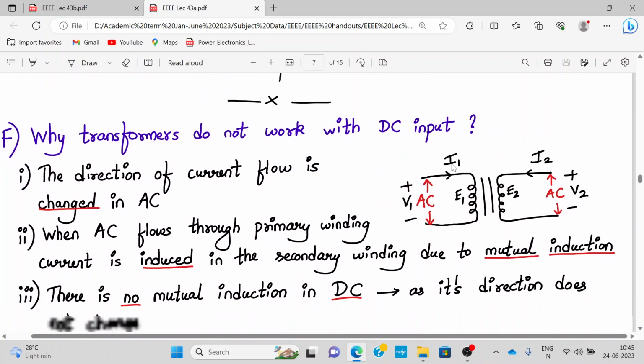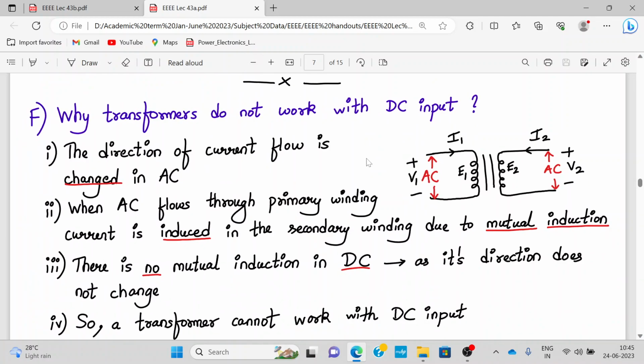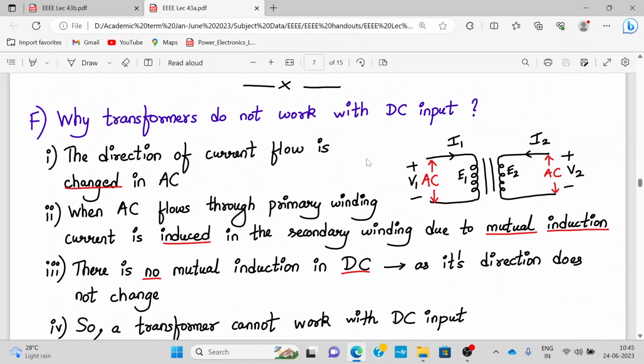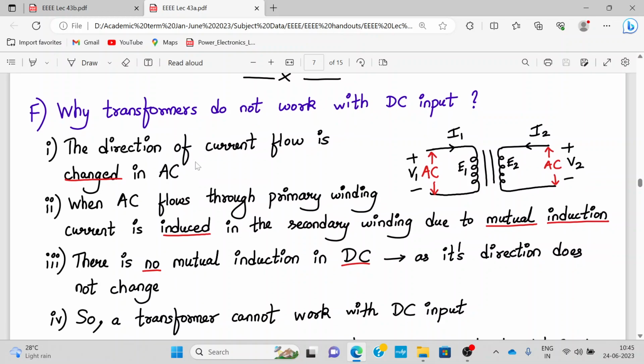Now there was one important concept which I wanted to cover. I have written it in the form of a question and answer. The question is, why do transformers not work with DC input? Here the primary voltage V1 is AC, and the secondary voltage V2 is also AC. Remember, the direction of current flow changes in AC. Let me draw and show it to you. So there is a phase reversal. Current can be positive, negative; voltage can be positive, negative.